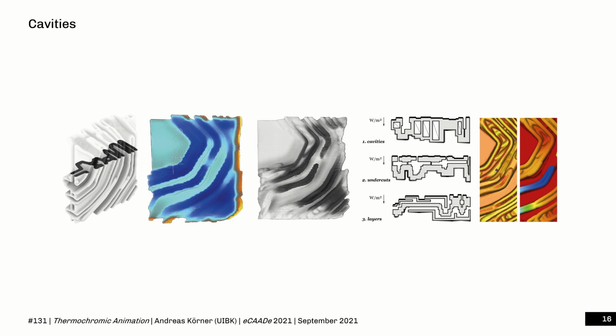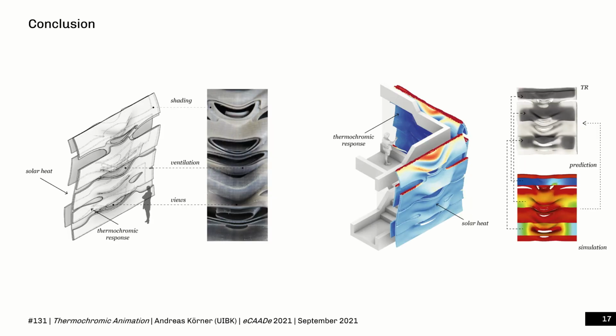Geometries that contain undercuts and cavity spaces appear most promising because they provide great design freedom and yield complex patterns. The downside is the requirement for more sophisticated fabrication techniques such as 3D printing.